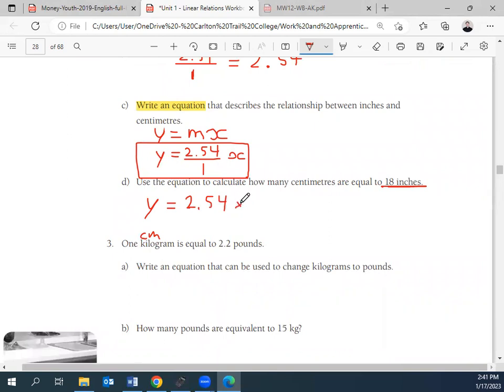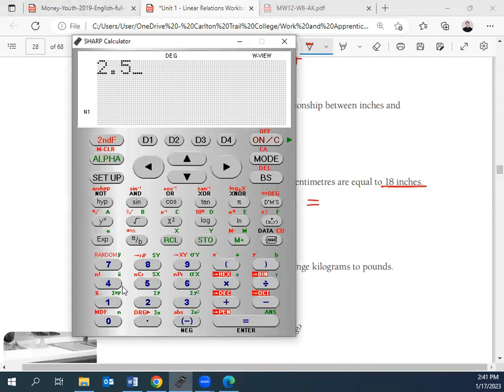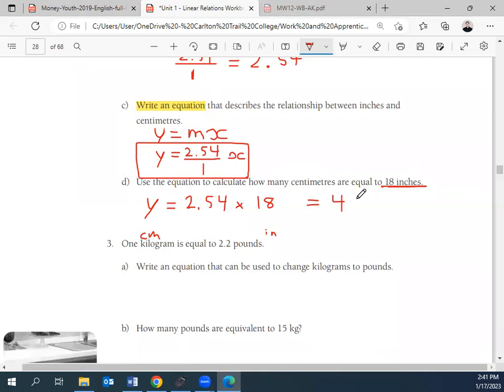Now remember, there's a little secret invisible times there. So this is 2.54 times our x, which we're now saying is 18 inches. So how many centimeters will our 18 inches be? That's what this is. And the answer here is pretty easy to figure out, right? It's just 2.54 times 18. If I do that, I should get an answer of 45.72. So 18 inches is equal to 45.72 centimeters.